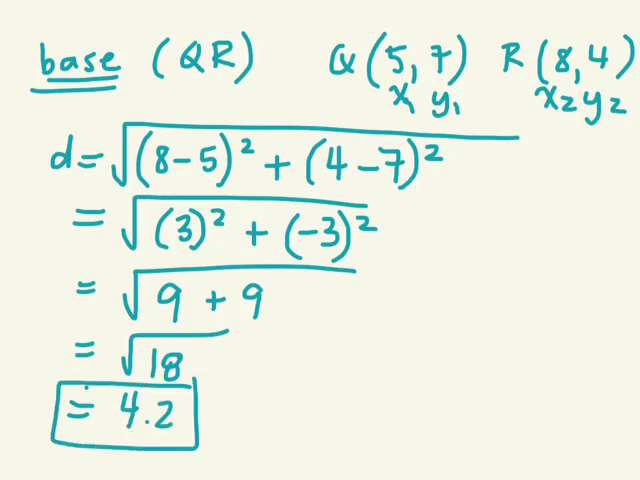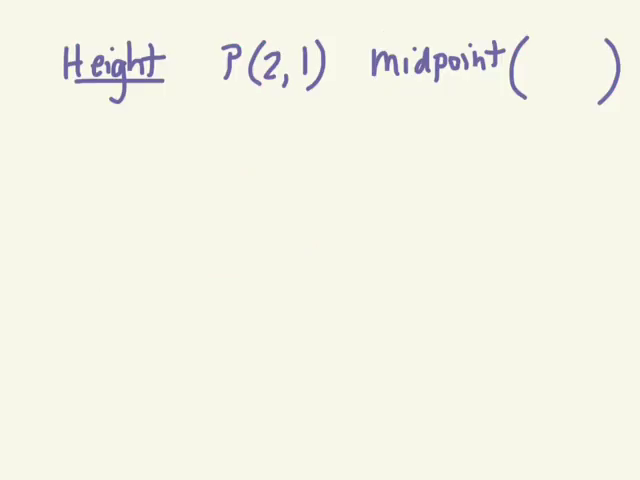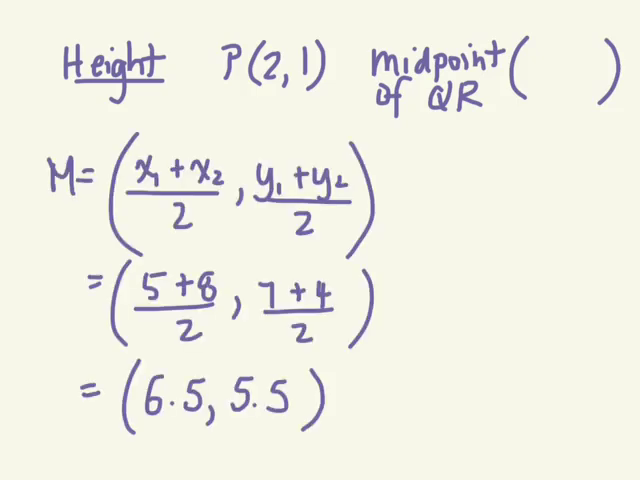Now we need to find the height in order to find the area. Again, we know that the height goes from P to the midpoint of QR, right? So let's first find the midpoint of QR. Okay, everyone get that? So halfway between coordinate QR is located at 6.5, 5.5. Well, what do I need to do with that information now?